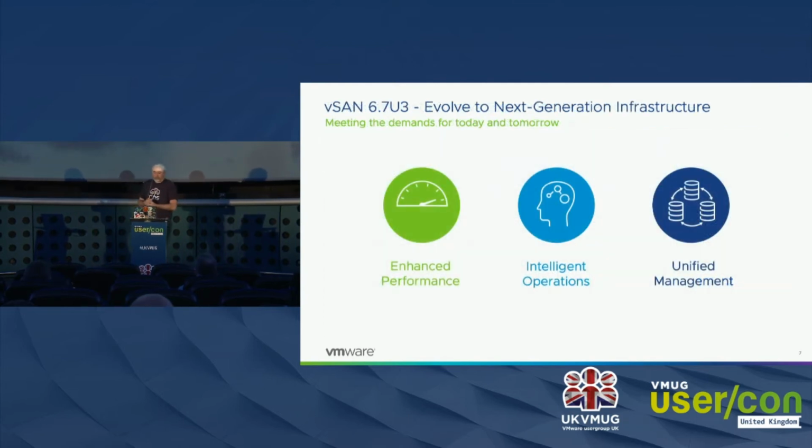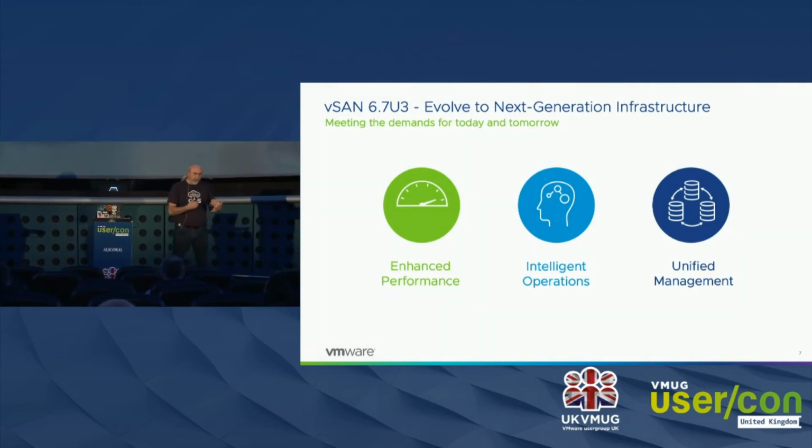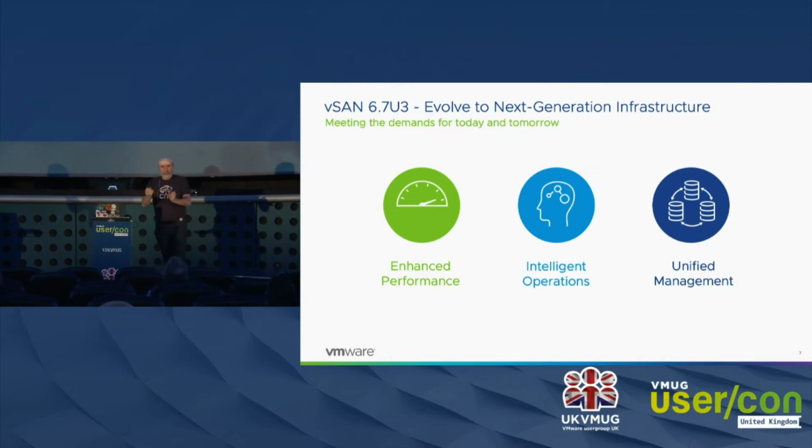So let's get into what we released in 6.7.3. This was the release that came out just in August of this year, just in time for VMworld in the US, I think. And so we broke the goals of that release into 3 different buckets.